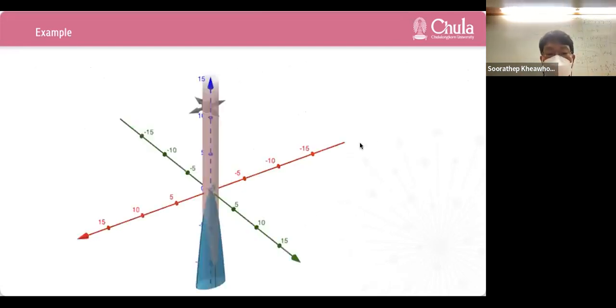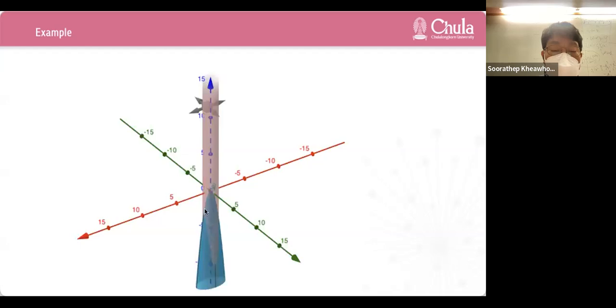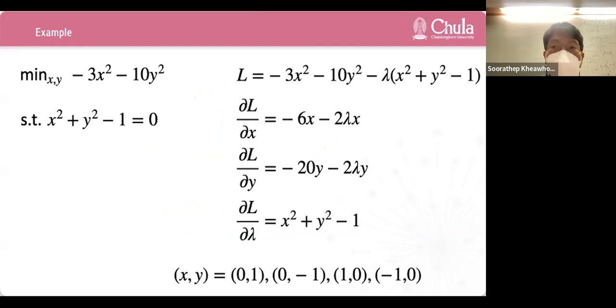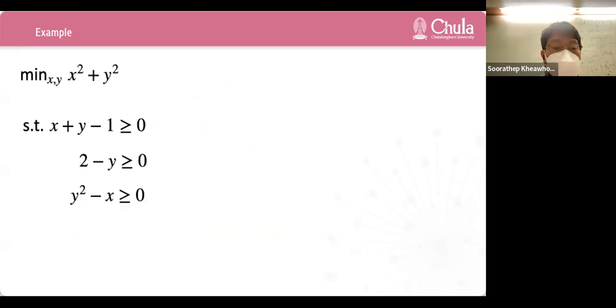So this is the shape of the objective function, and also the constraint. You see that this pink tube is our constraint, because our constraint is x squared plus y squared minus 1 equals 0. That means it's a circle, right? Project the circle to the surface. The same idea.